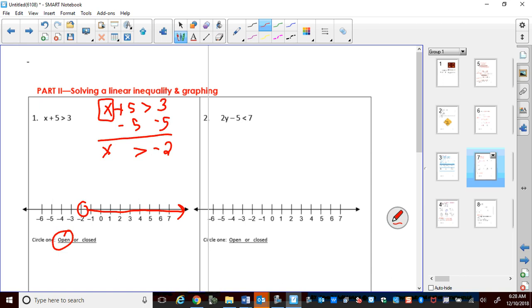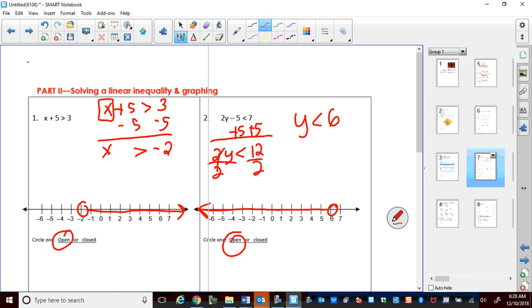Okay. Sorry, guys. Next one. Number 2, I'm going to add 5 to both sides. I get 2y is less than 12. Divide both sides by 2. And y is less than 6. So all real numbers that are less than 6 are to the left of 6. And this is an open circle.